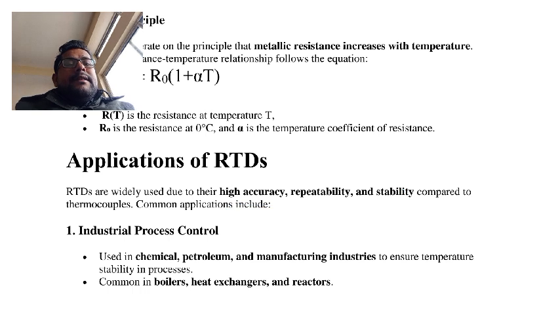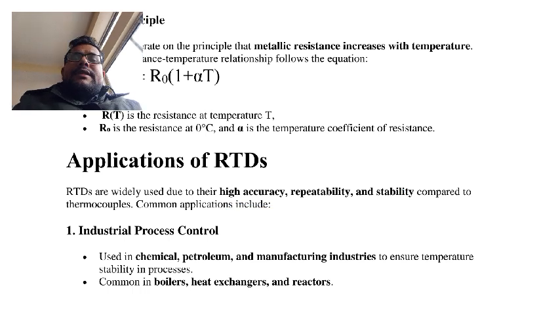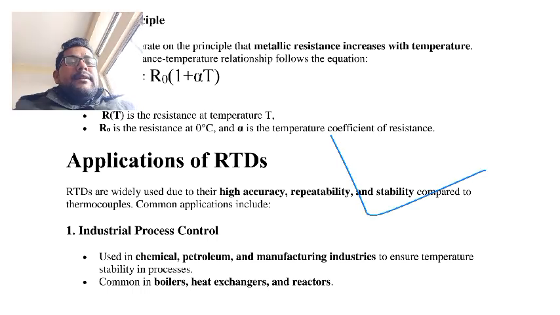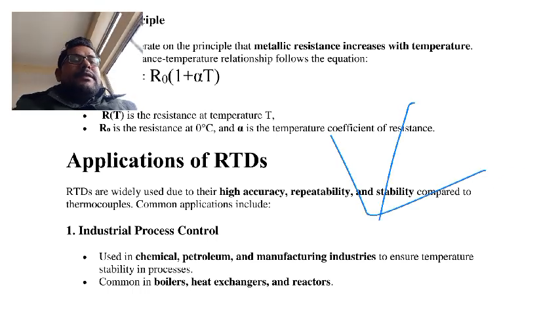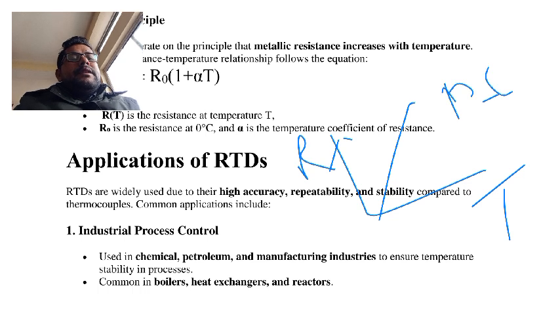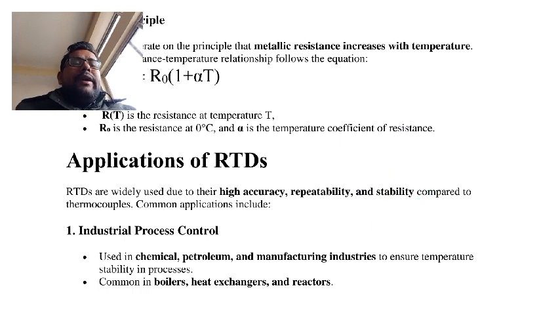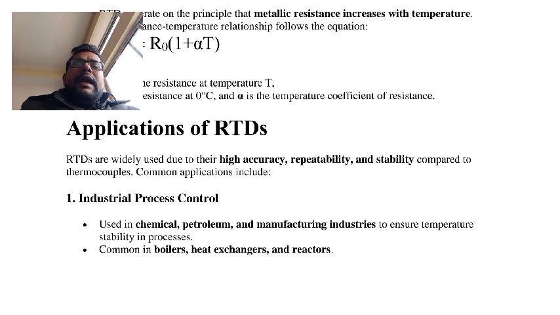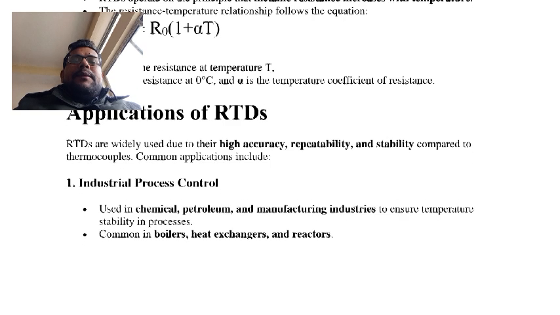So this is the RTD. We have also discussed the linear graph of RTD. It looks like this: this is the temperature axis and this is the resistance. Generally we use platinum resistance. So RTD is used because of its high accuracy, repeatability, and stability. Second application: industrial process control.